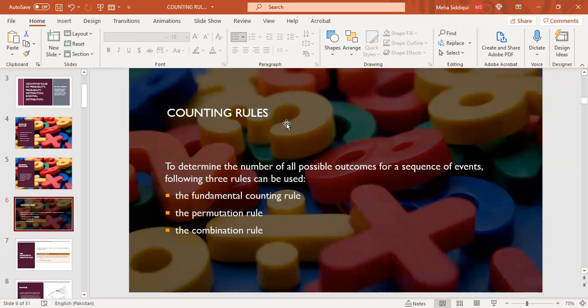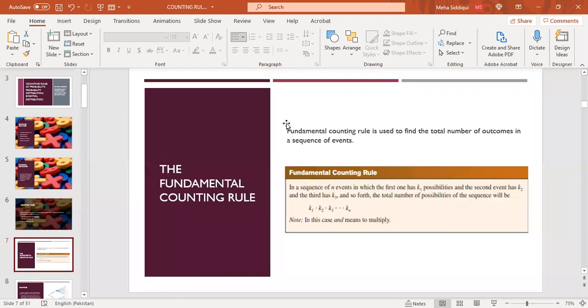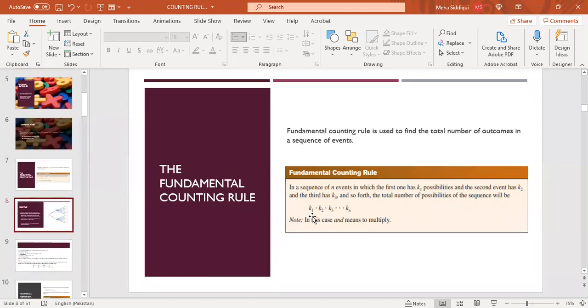Counting rules. To determine the number of all possible outcomes for a sequence of events, the following three rules can be used: the fundamental counting rule, permutation rule, and combination rule. The fundamental counting rule is used to find the total number of outcomes in a sequence of events. In a sequence of n events in which the first one has k1 possibilities, the second event has k2, the third has k3, and so on, the total number of possibilities of the sequence will be k1 · k2 · k3 · ..., where the dot represents multiplication.